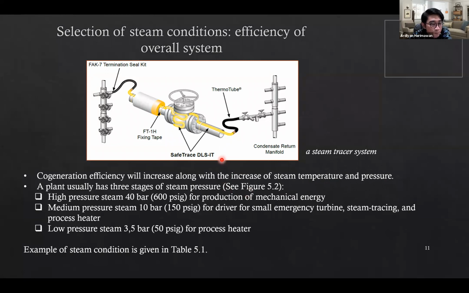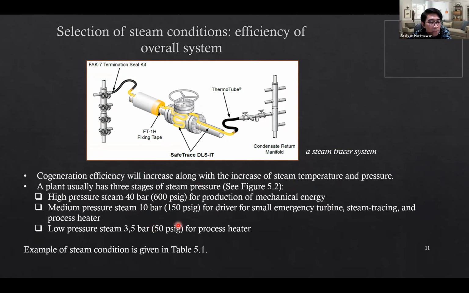But if you go for higher steam pressure and temperature, then as we have discussed before, the boiler feed water cost will be higher, and the pipeline cost will be higher. So basically, a plant usually has 3 stages of steam pressure, like we have seen before. We have high pressure, around 600 psi, normally used for the turbine, for the production of mechanical energy.